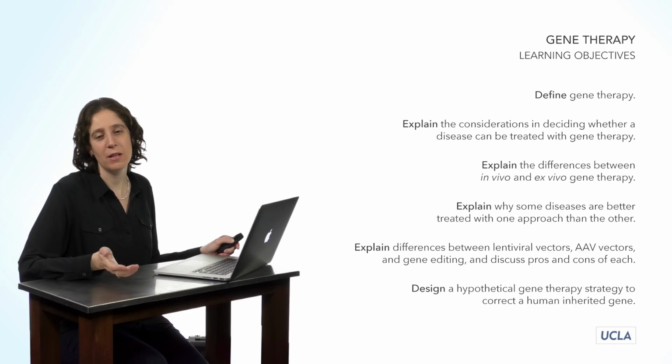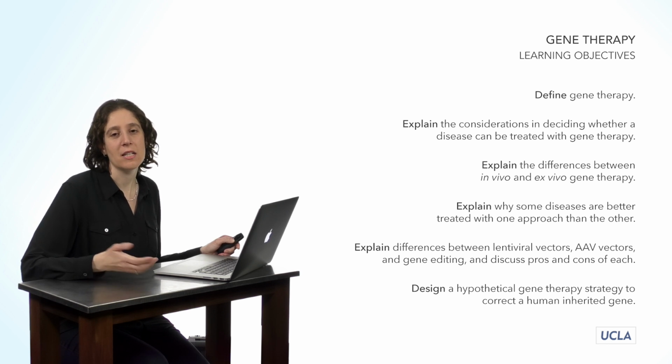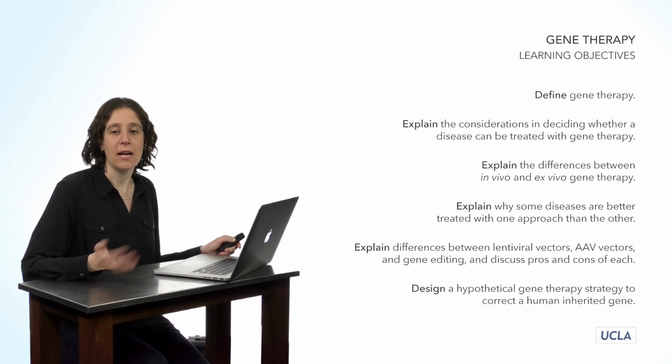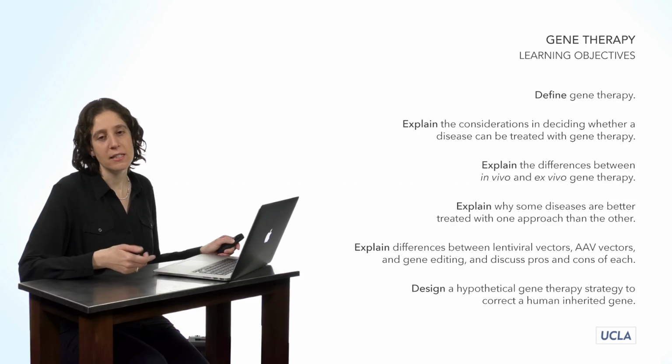To conclude, now that you've watched this two-part video sequence, you should be able to define gene therapy, explain the considerations in deciding whether a disease can be treated with gene therapy, explain the difference between in vivo and ex vivo gene therapy, explain the difference between lentiviral vectors, AAV vectors, and gene editing. And finally, you should be able to design a hypothetical gene therapy strategy for a human inherited disease.